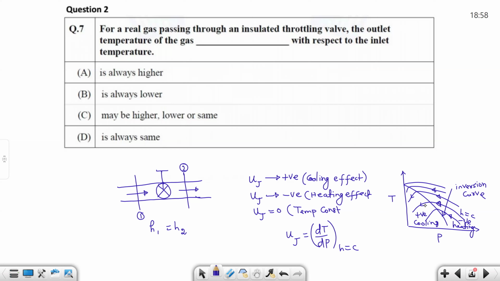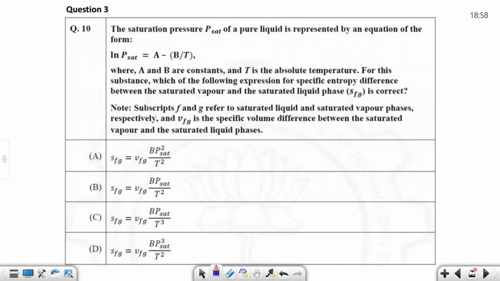So a real gas passing through an insulated throttling valve, the outlet temperature of the gas may be higher, lower, or same with respect to inlet temperature. That is what is based on the Joule-Thomson coefficient. So this will be your answer. So we go to the next question.